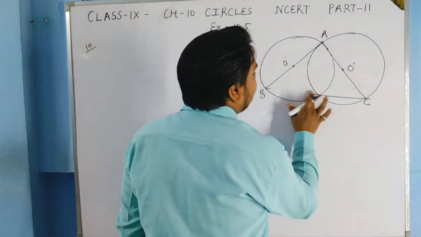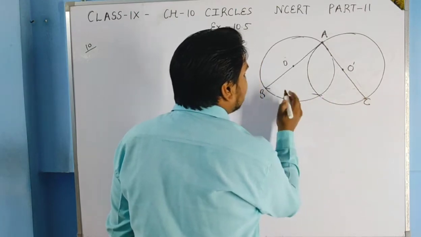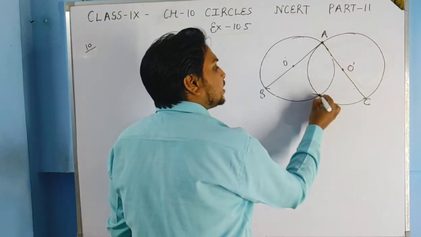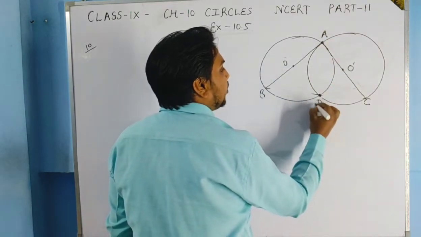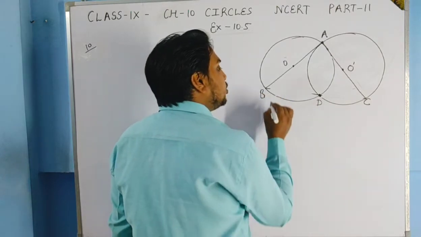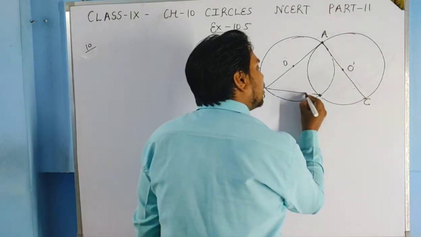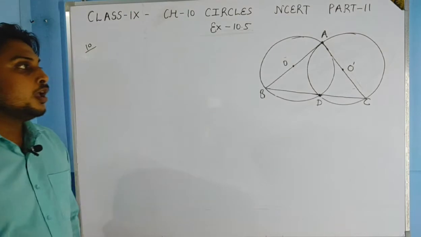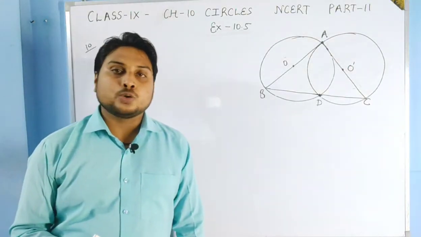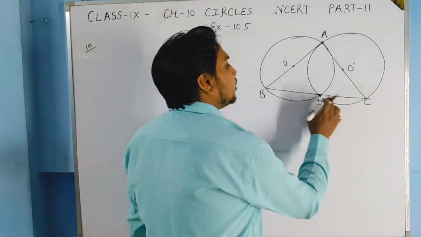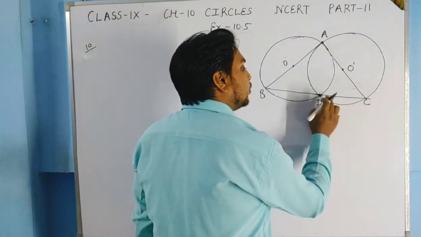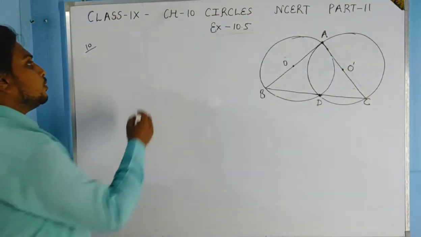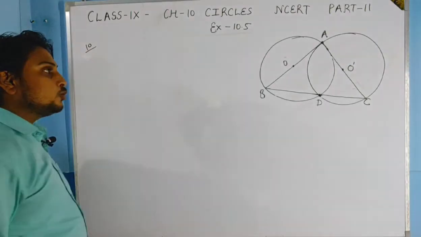Means you have to show, see, the points of intersection of these circles are this point A and, suppose this is the point D, these 2 points. So you have to show that the third side of the triangle will go through only this point, the intersection point of the two circles. This you have to show, that the side BC moves through the point D. So let us see, students, what will be the solution of this question.